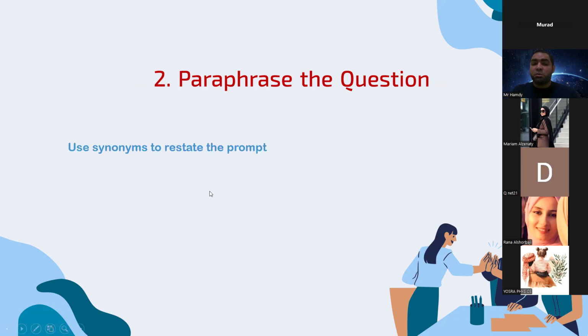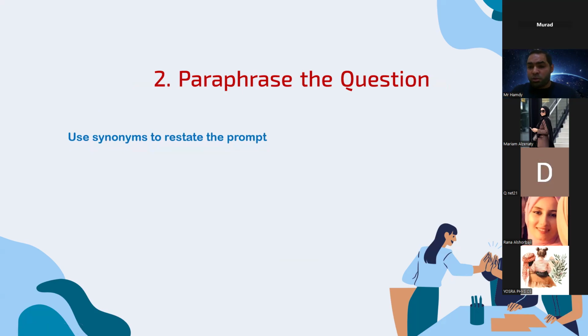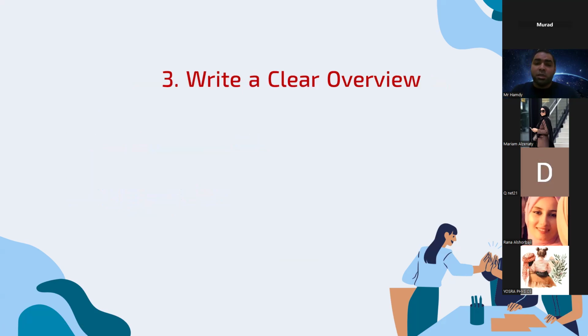Okay. Number 2, paraphrase the question. We will not talk about this part. You have to use different synonyms to restate the prompt. Number 3, you have to avoid copying word for word. Number 3, you have to write a clear overview. How? You have to identify 2 to 3 main features of the visual.